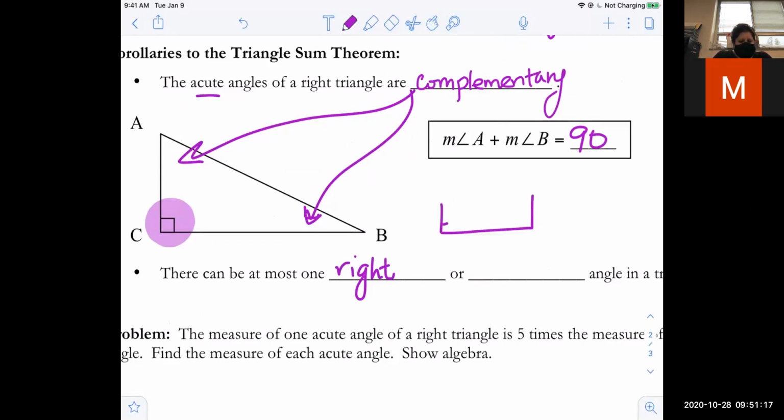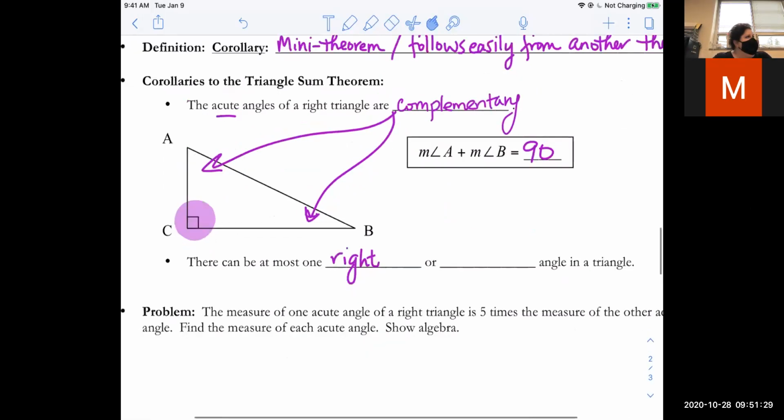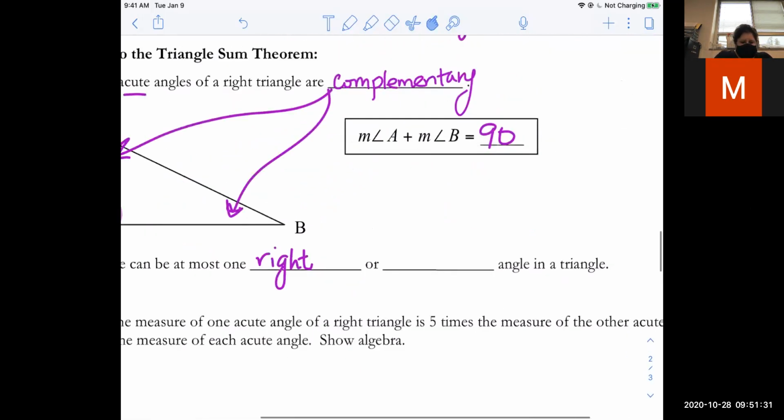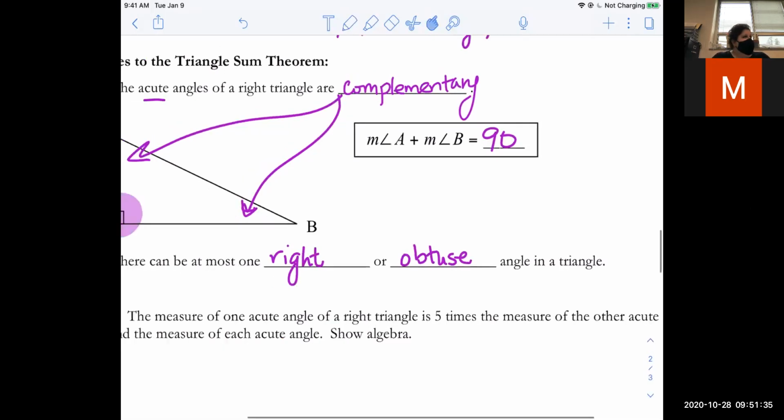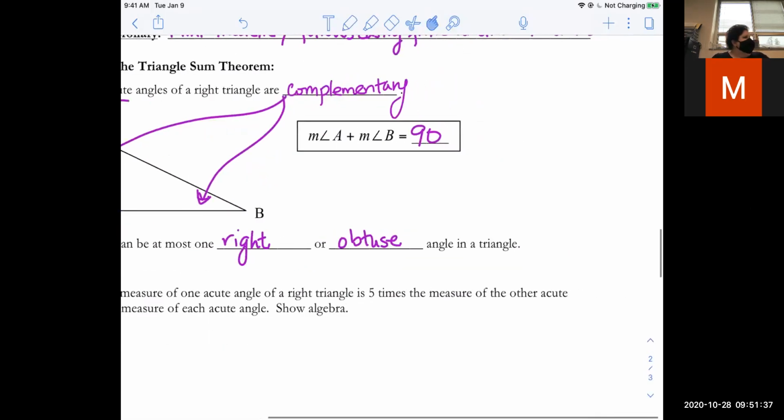Yeah, you'd have two right angles. You already have 180. There wouldn't be a way to finish off a triangle that way, right? You have a 90, a 90, and a 0, and that doesn't make sense. So there can only be one right angle. What other kind of angle can there only be one of? Obtuse. There can only be one right angle or one obtuse angle in a triangle. If you have an angle that's already over 90 degrees, then the other two can't be 90 or more because you're going to be over 180.